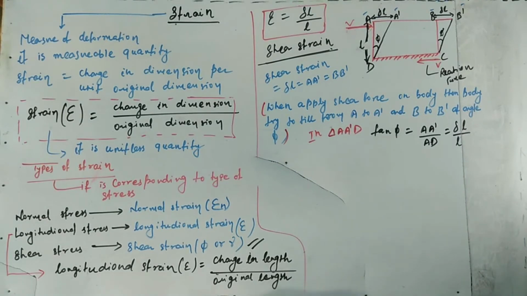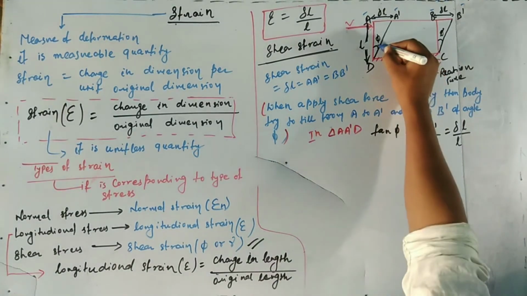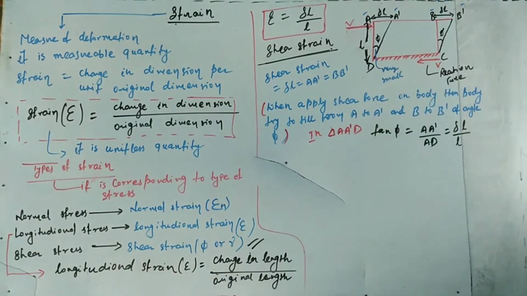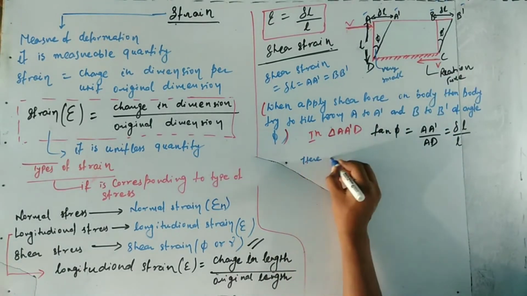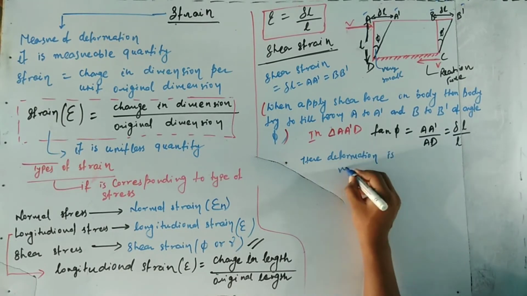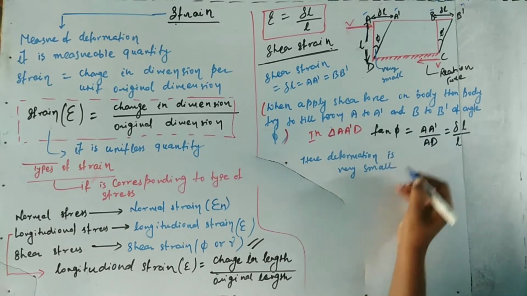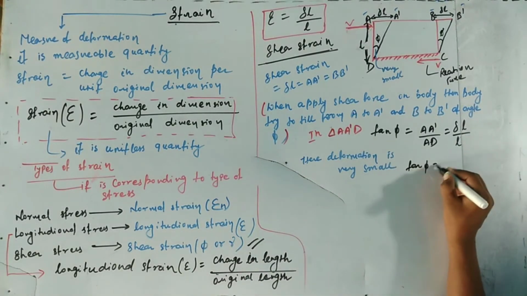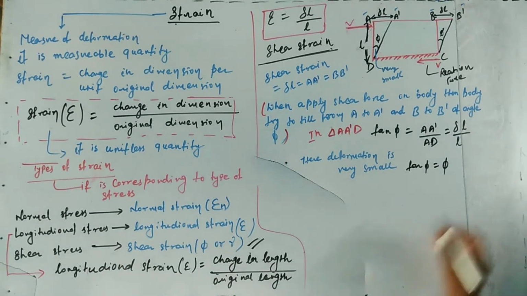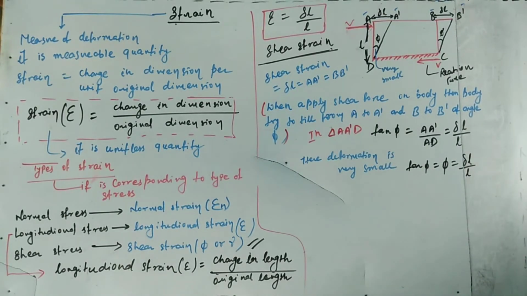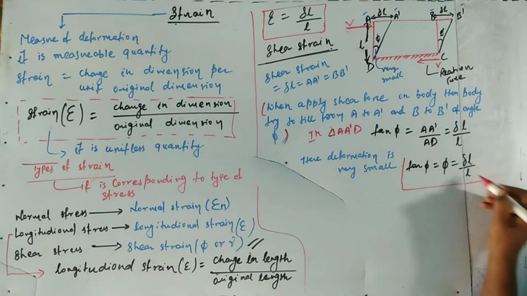Here phi is very small. The angle between the deformations is very small, the deformation is very small. Therefore tan phi is equal to phi, which is equal to del L by L. That is shear strain.